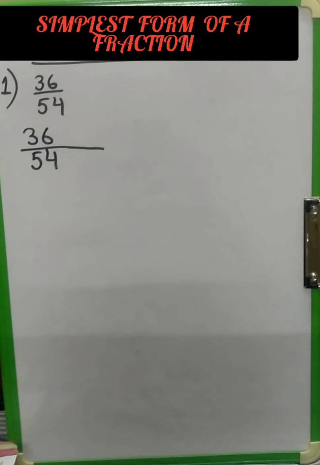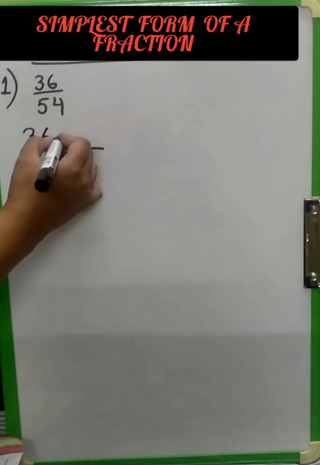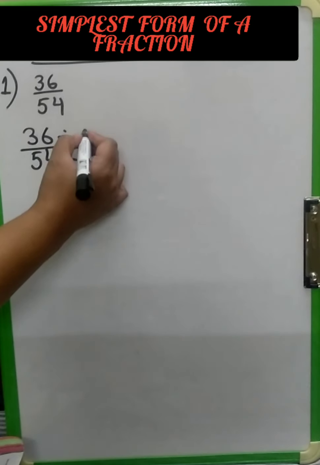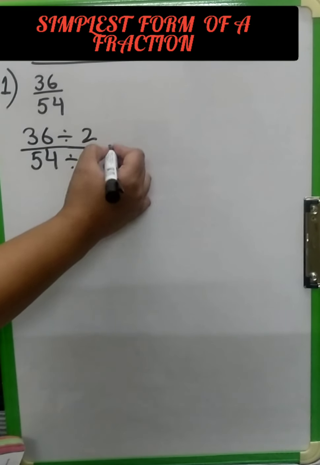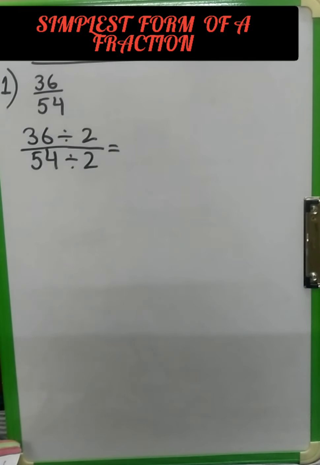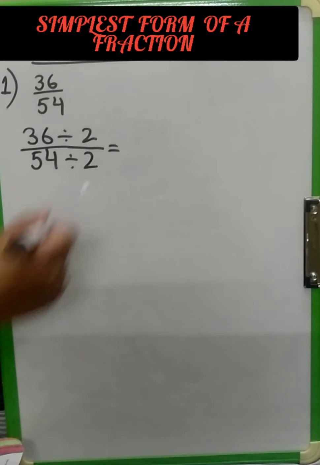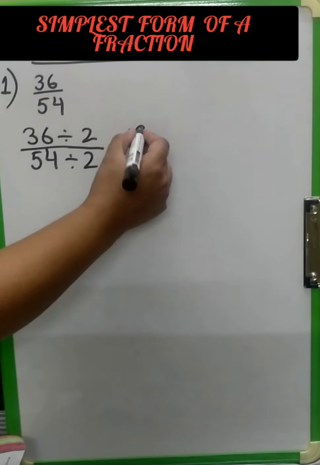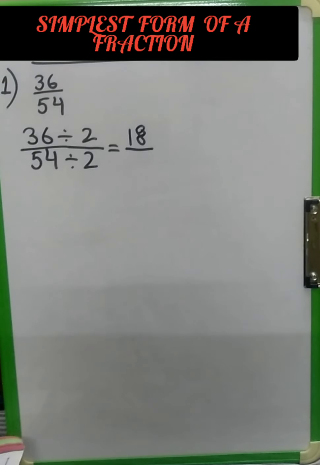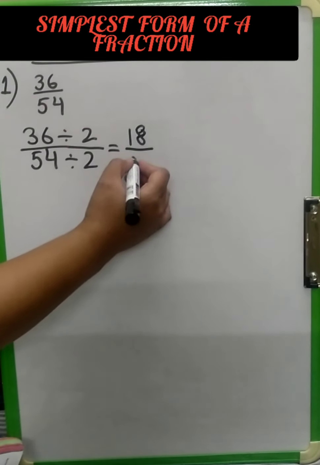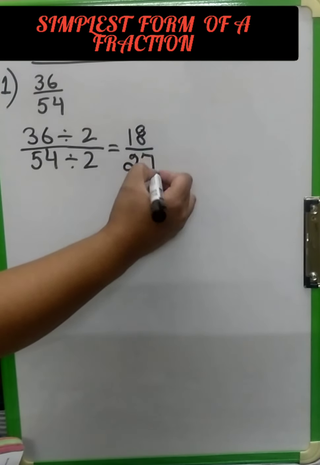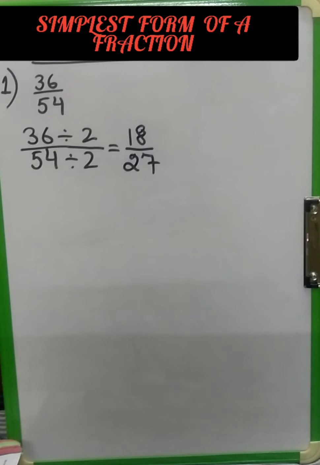I think the first number that comes to your mind is 2. So we can divide both numerator and denominator by 2. 36 divided by 2, what will we get? We get 18. And 54 divided by 2, what will we get? We get 27.